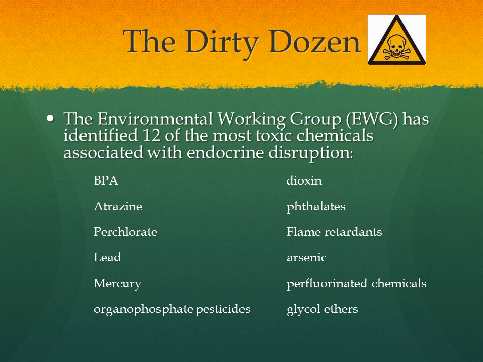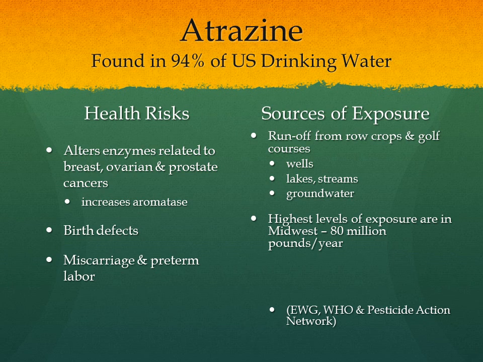So let's talk about atrazine. Surprisingly, atrazine is found in 94% of our U.S. drinking water, and atrazine has many health risks associated with it. Atrazine alters enzymes related to breast, ovarian, and prostate cancer. It increases aromatase, which synthesizes more estrogen, which is linked to causing cancer. Therefore, cancer drugs aim to inhibit aromatase, which atrazine actually increases. Atrazine also increases the risk of birth defects, miscarriage, and preterm labor.